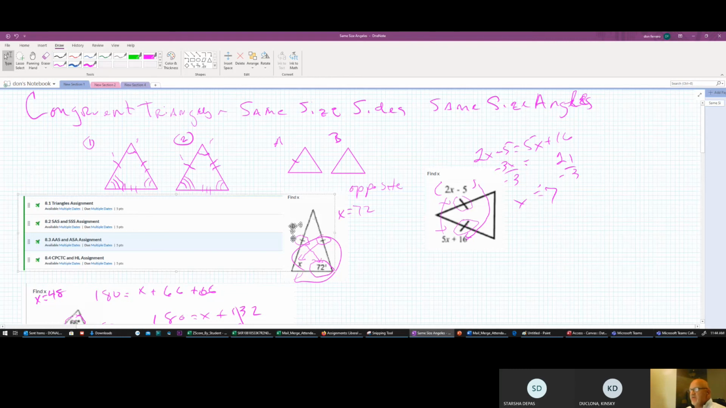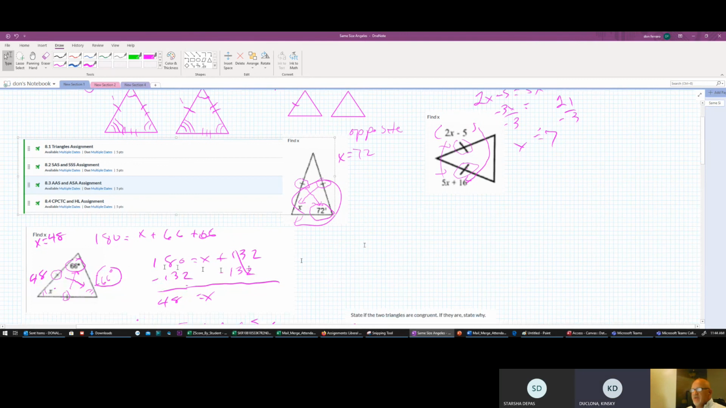Remember, when we have congruent sides, opposite angles are going to be the same. In this case, we've got congruent sides, and we're solving for x, so we're just going to set these equal. If I were you, I'd take a screenshot of that. And here again, we've got congruent sides, which means our opposite angles are congruent, and the angles of a triangle add up to 180.